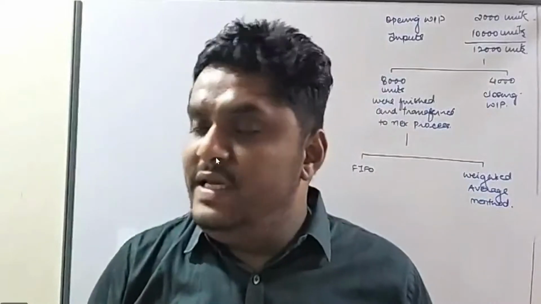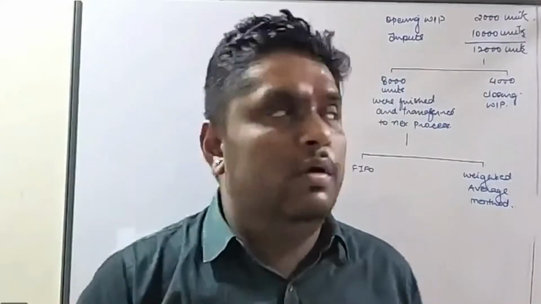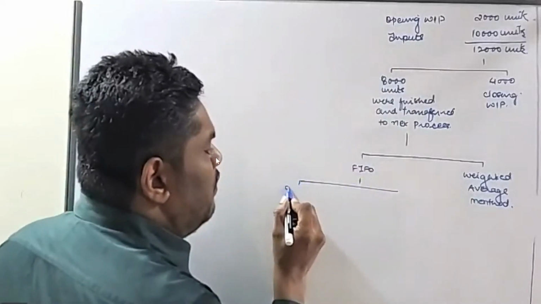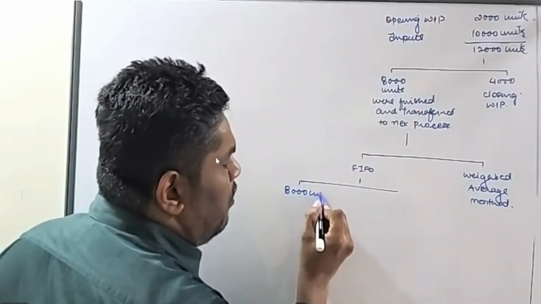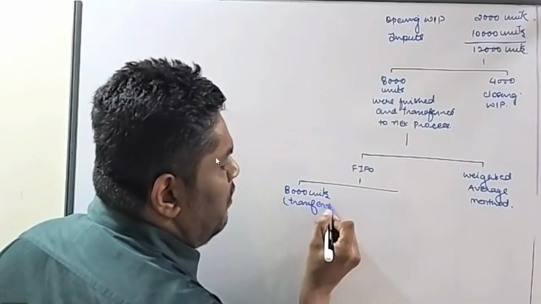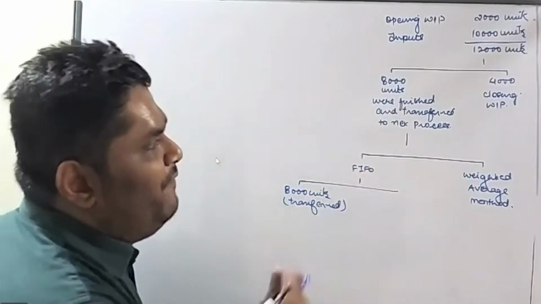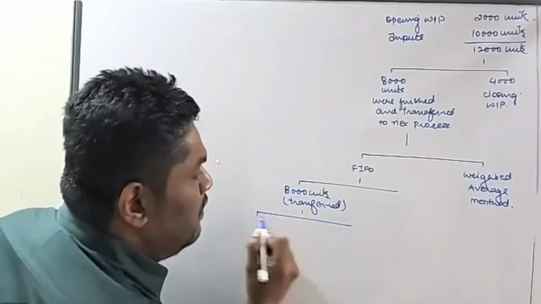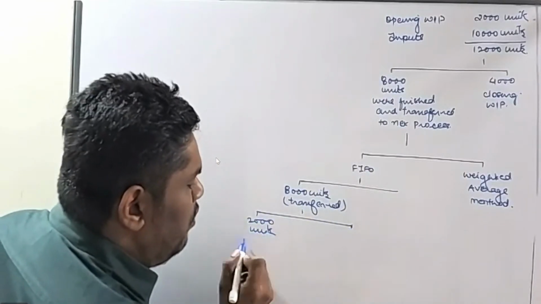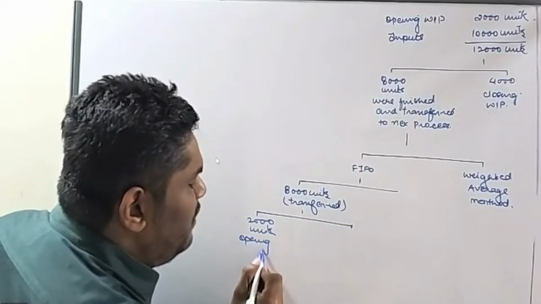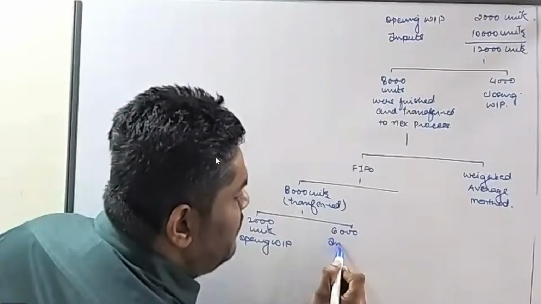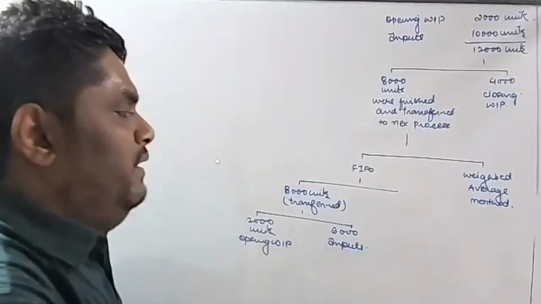FIFO, the name itself says it is first in, first out. So when talking about the valuation of these 8,000 units, that is units transferred, if we are applying the FIFO method, 2,000 units will be from opening work in progress, and the remaining 6,000 will be from the inputs that are made during the year.